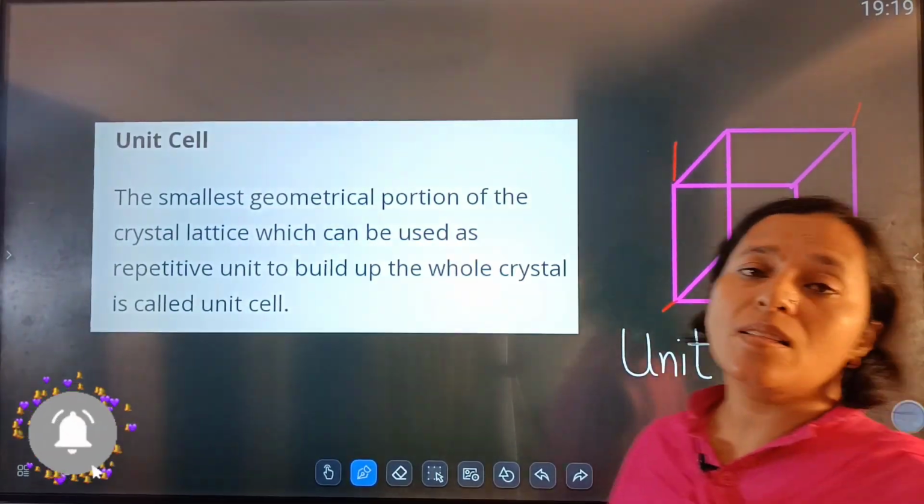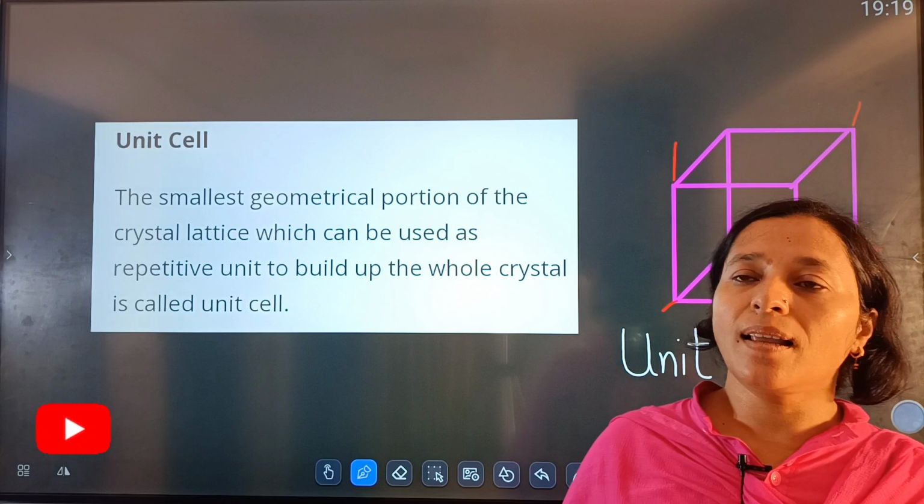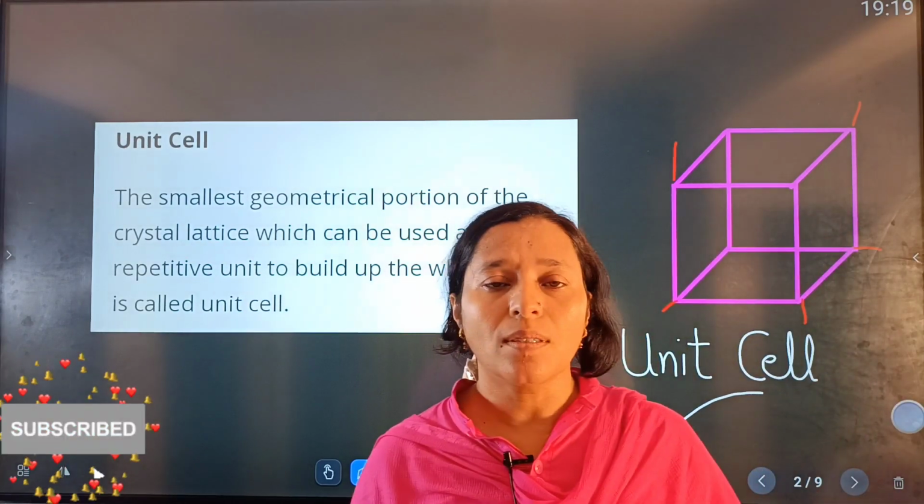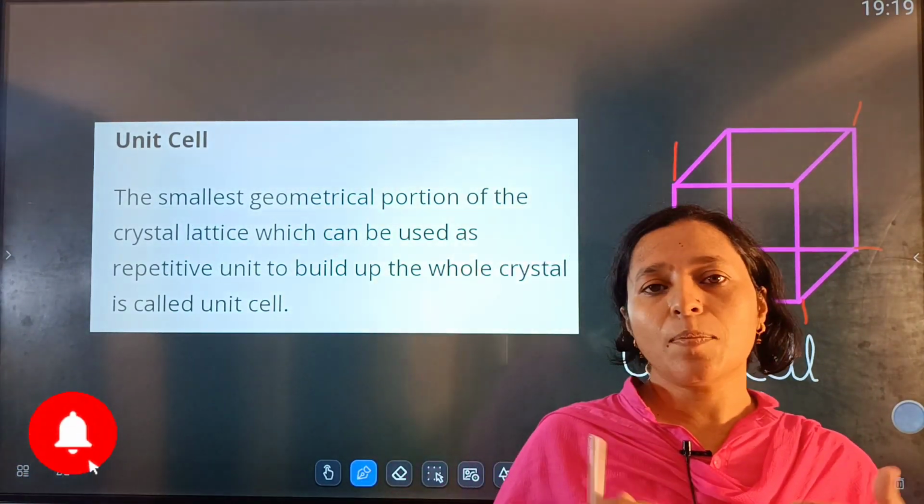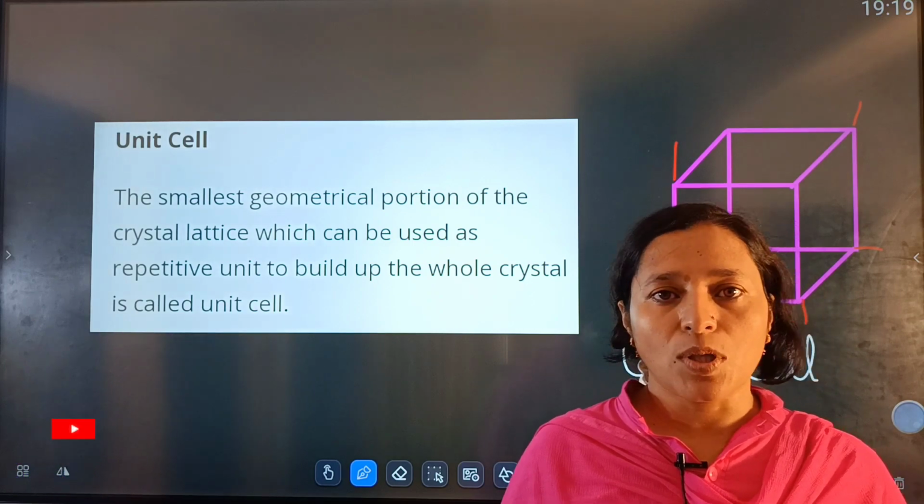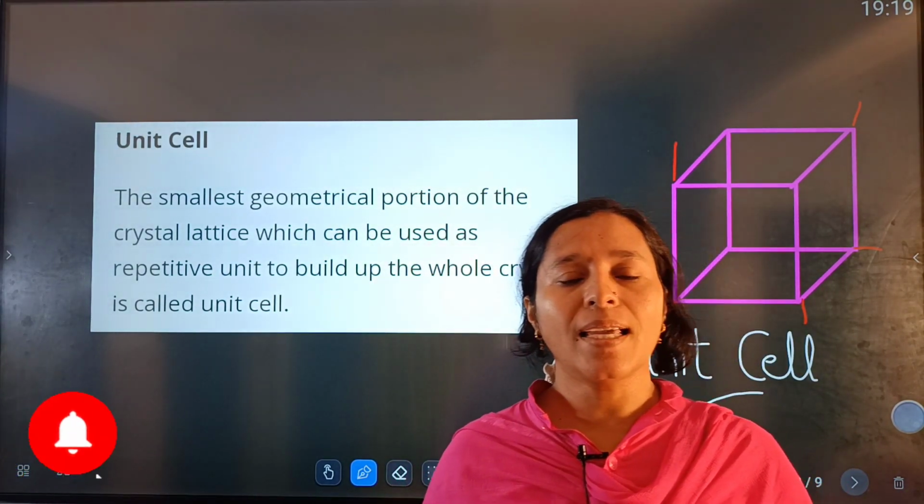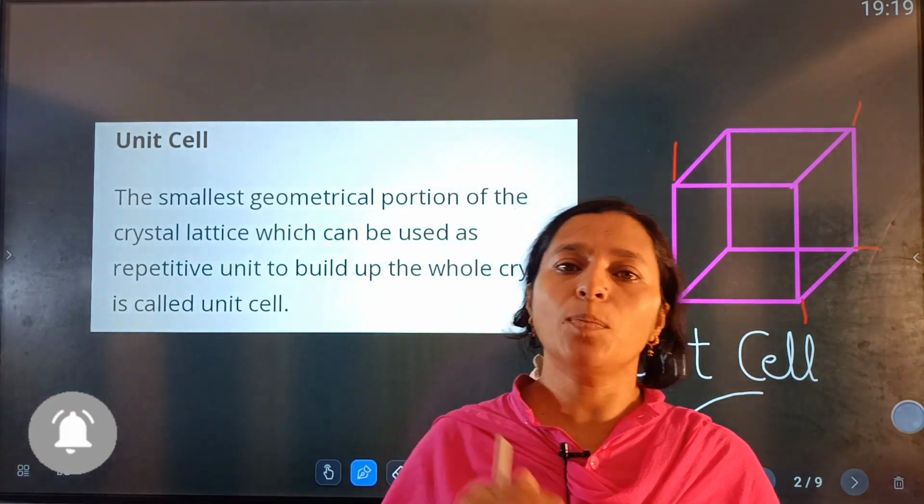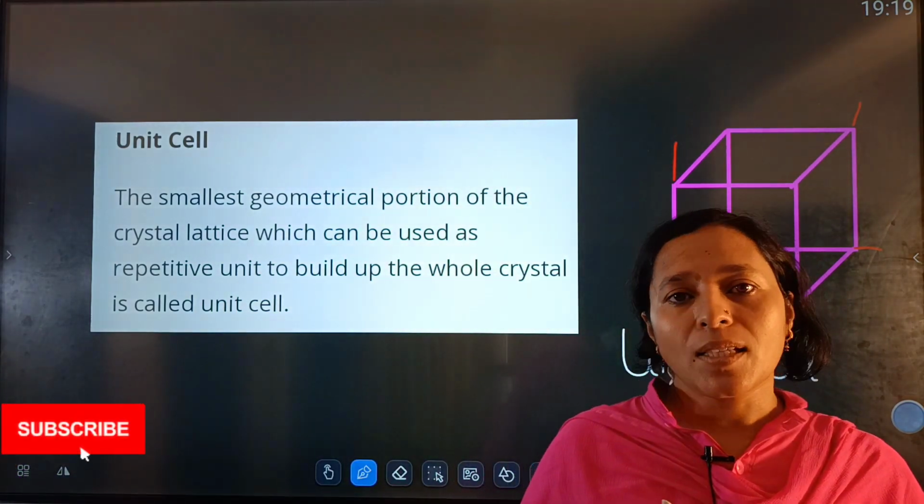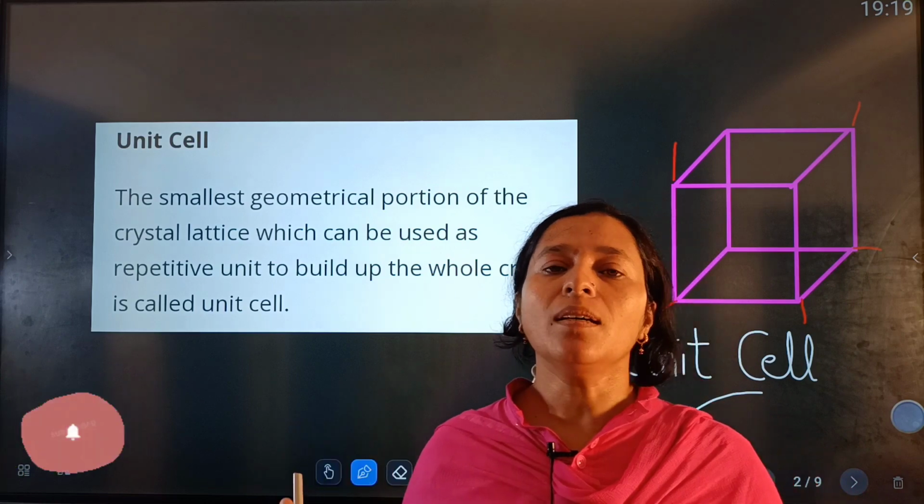Our first topic is unit cell. So what is a unit cell? It is a geometrical portion of the crystal lattice. If you keep on repeating the geometrical portion, you will lead to the crystal lattice. Just like if you put a brick and again put a brick over it, you will lead to the building up of a wall.